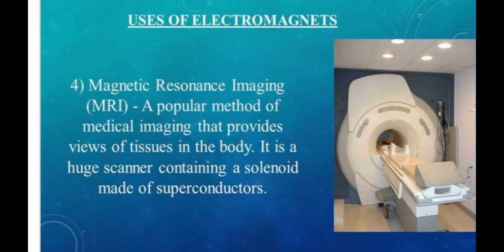Actually, in MRI, that is magnetic resonance imaging, as you have studied in bio, the neuron is the basic unit of our nervous system. A characteristic feature of the neuron is the ability to produce and transmit electrical messages. These electrical messages are extremely weak. Electric current is produced by the movement of sodium and potassium ions between the inside and outside of the neuron.